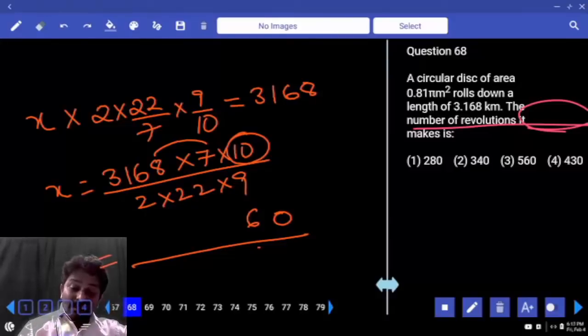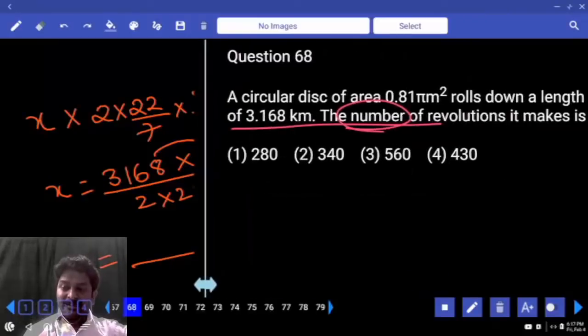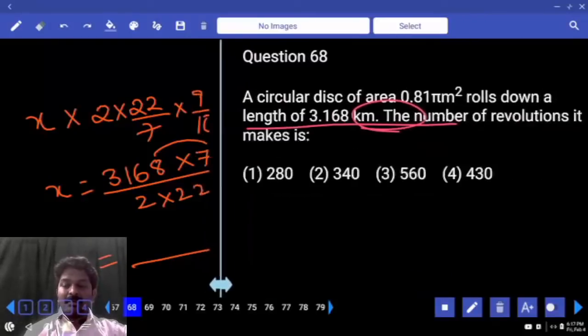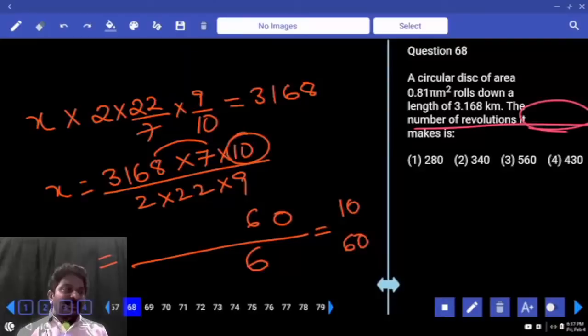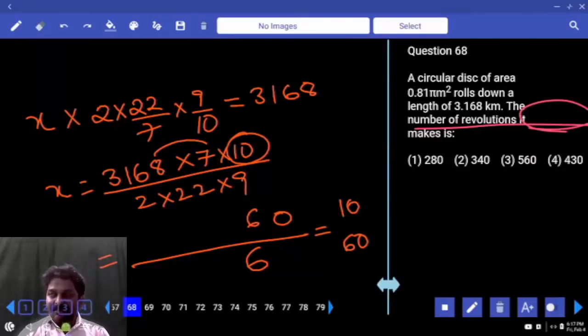So your answer must end with either 10 or 60, right? How many options are there? Only one. 560, final answer. I am just verifying the last digit. We have a 0, there will be 0 for sure. 6 multiplied by which number gives you again 6? 6 into 1 or 6 into 6. So the answer must end with either 10 or 60.